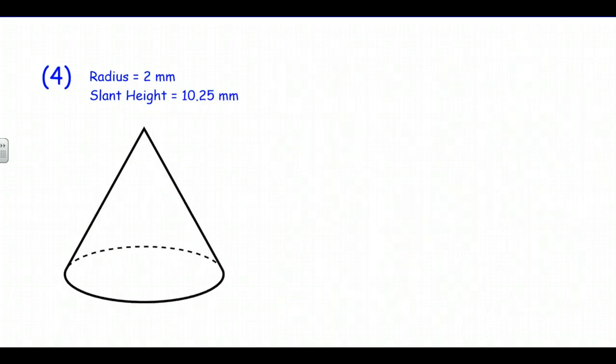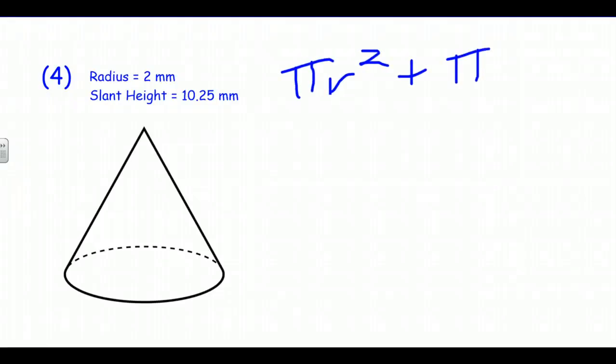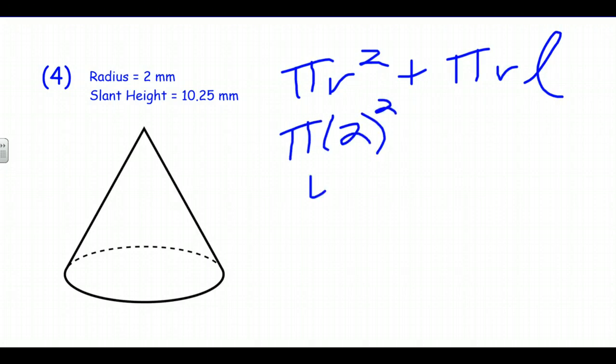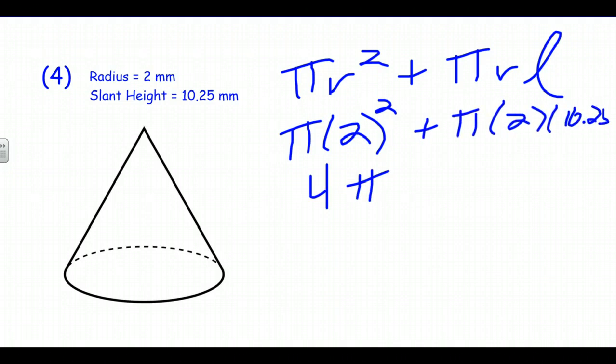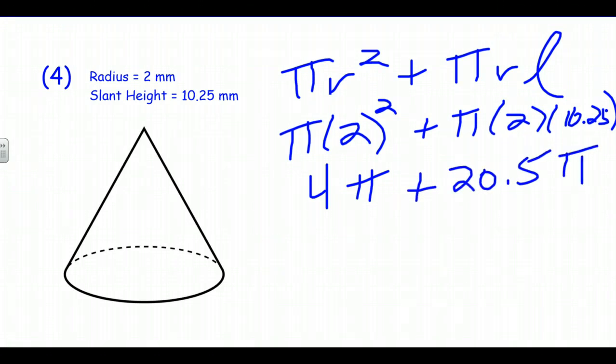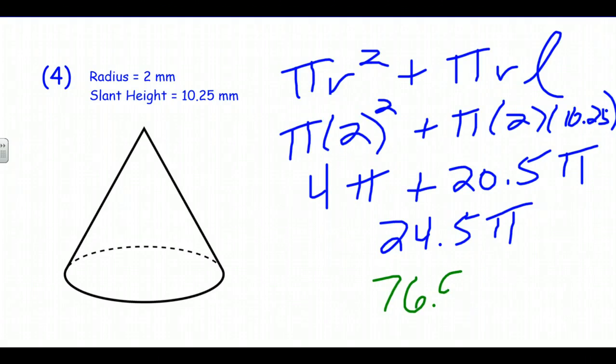For the second cone, we have a radius of 2 millimeters and a slant height of 10.25. Again, our formula is going to be pi r squared plus pi rl. R is 2, so the first half is pi times 2 squared, which is 4 pi. The second half is going to be pi times 2 times 10.25. 10 1/4 times 2 is going to be 20.5 pi. Add those together and get 24.5 pi is the exact surface area. Well, we multiply 24.5 times 3.14 to get the approximate surface area. We end up with 76.93 millimeters squared.